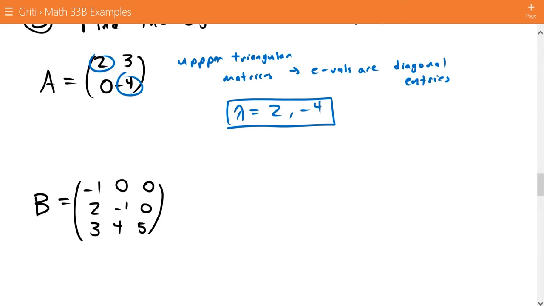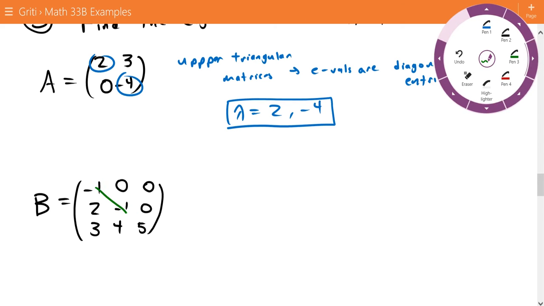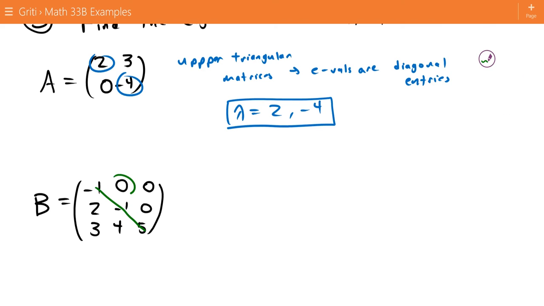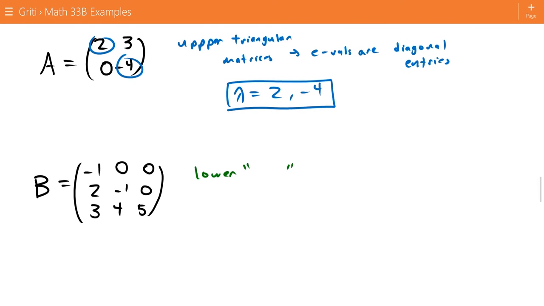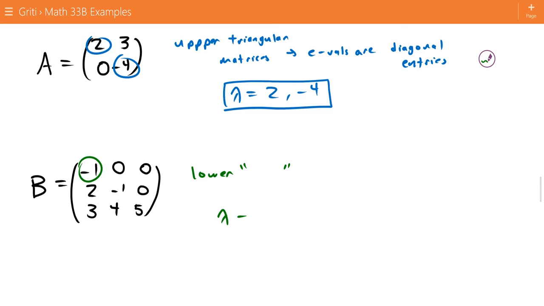Similarly, for lower triangular matrices, those are matrices which have 0 above their diagonal, the eigenvalues are the diagonal entries. So in this case, our eigenvalues are negative 1 and 5.